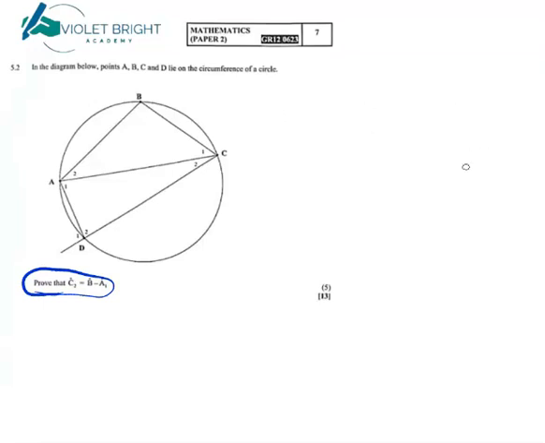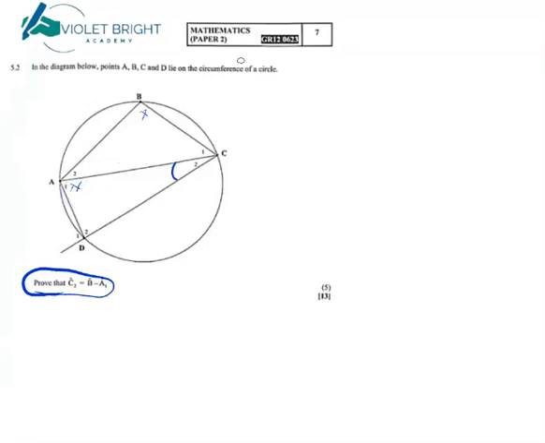So let's start. Our question says, in the diagram below, points A, B, C, D are lying on the circumference. We must prove that C2, which is this one, is equal to B1 minus A1. Many of you may wonder, how B1, A1, what is happening here?